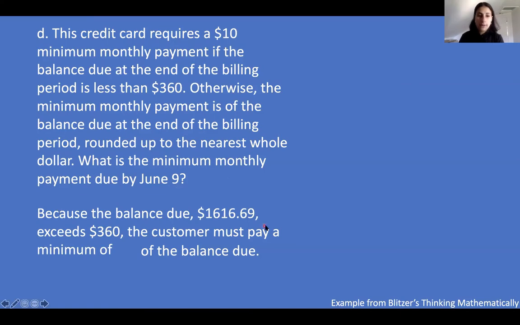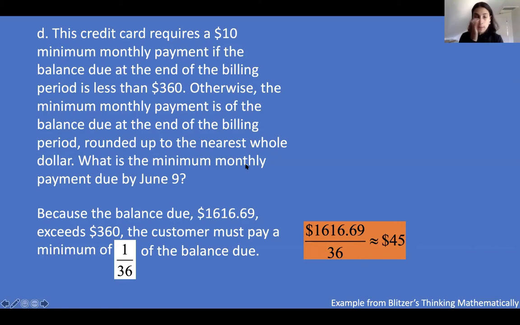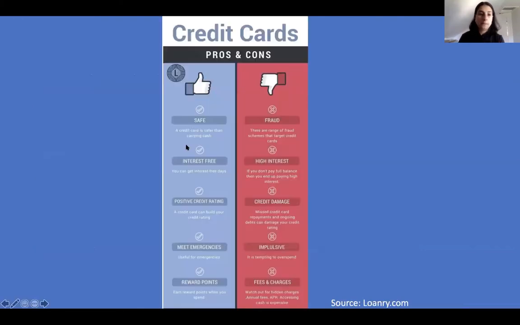So let's start with the fact that the balance due is $1,616.69, which is greater than $360. So we won't get off with a minimum payment of $10. We're going to have to find 1/36 of the balance due for this particular card. So dividing our $1,616.69 by 36 gives us a minimum payment of $45. Now we know that minimum payments might get us in trouble, right? Because the interest will continue to accrue and we're just going to owe more and more on the balance.